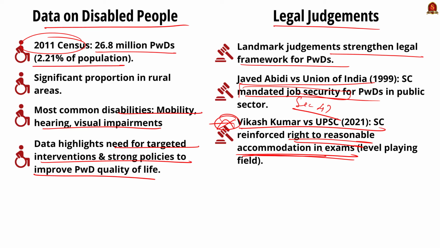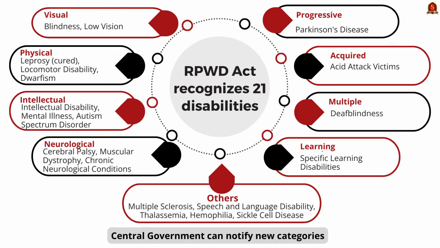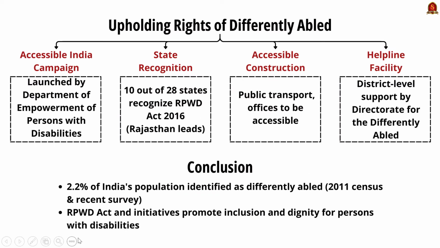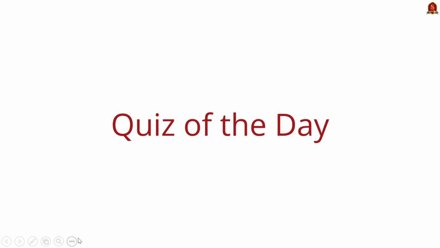In summary, India's legislative and judicial framework for the physically disabled emphasizes inclusion, accessibility, and protection, aiming to integrate the physically disabled into the mainstream socio-economic fabric. Continued efforts and policy enhancements are essential to address the diverse needs of people with disabilities effectively. With this, we have come to the end of the first section, that is newspaper discussion. Let us now move on to our second section, that is prelims practice questions.